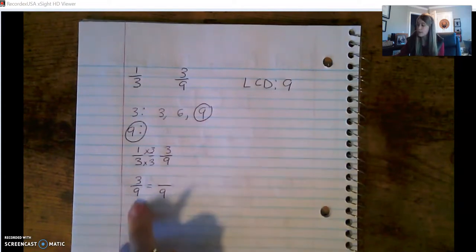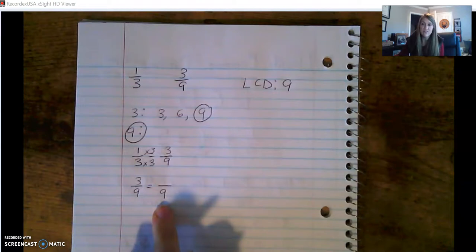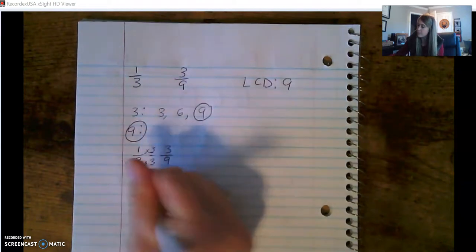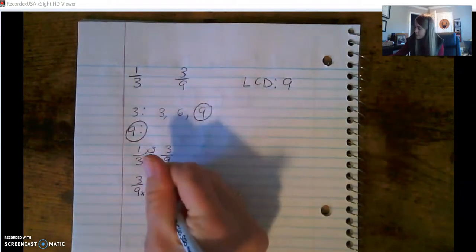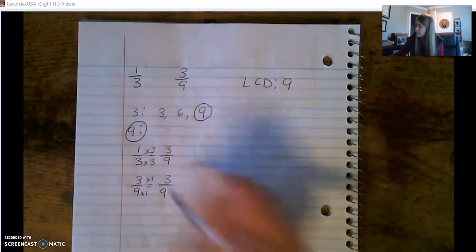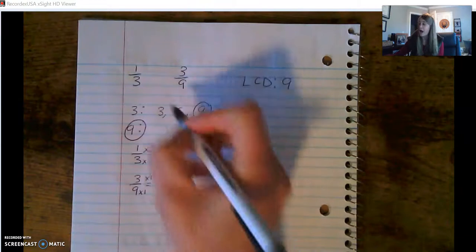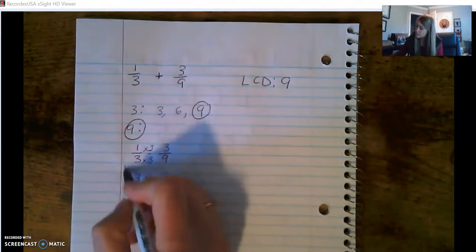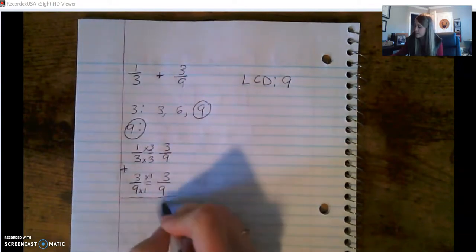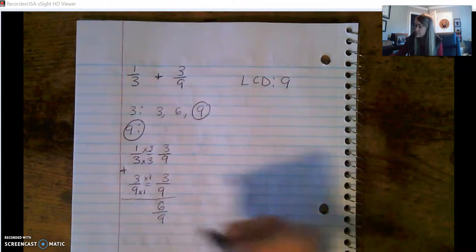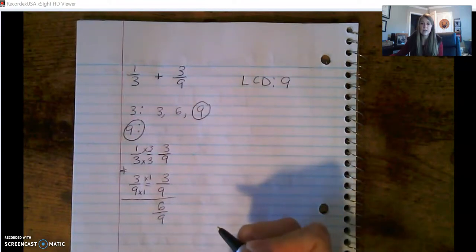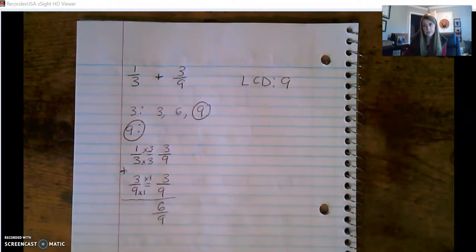Now down here, 9 to 9, I'm keeping this fraction the same. We multiply by 1. What you do to the bottom, you do to the top. 3 times 1 is 3. Look at that. Now, if I wanted to, I could add these together. 3/9 plus 3/9 equals, well, 3 plus 3 is 6. Denominator stays the same. 6/9 is our answer.